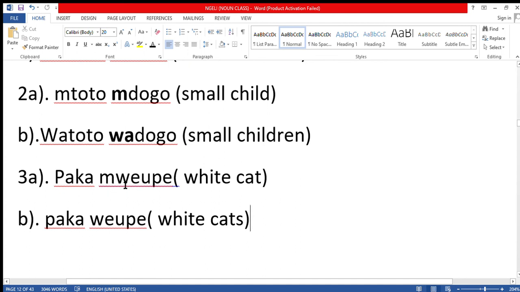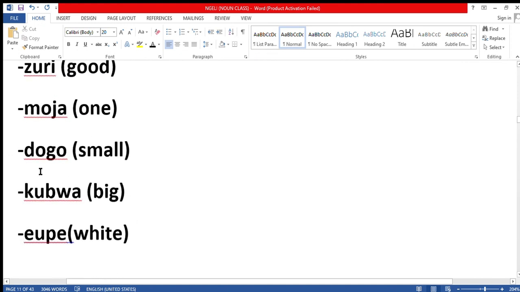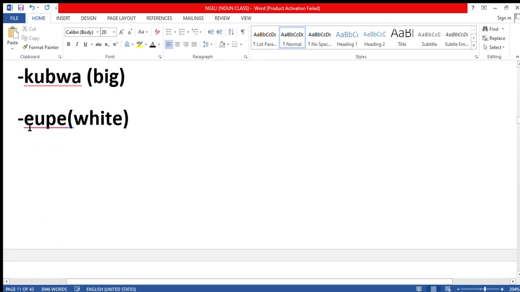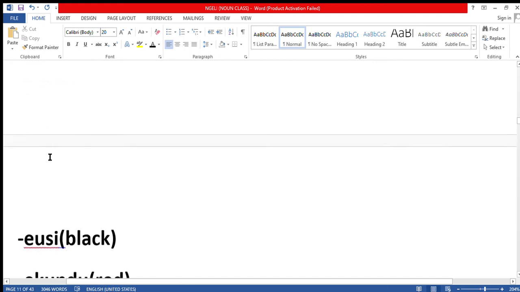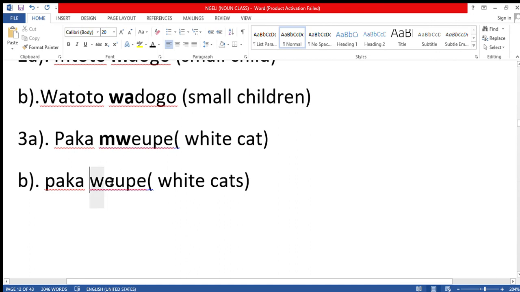For the noun class of our, we will use this mw for these colors. Eupe, we replace the root here, mw, in singular form. Unlike when it has the consonant here, we will just add the m in singular form. But when it has the vowel here, we will put there mw for vowel harmony. Okay, paka weupe here will be paka weupe in plural form.